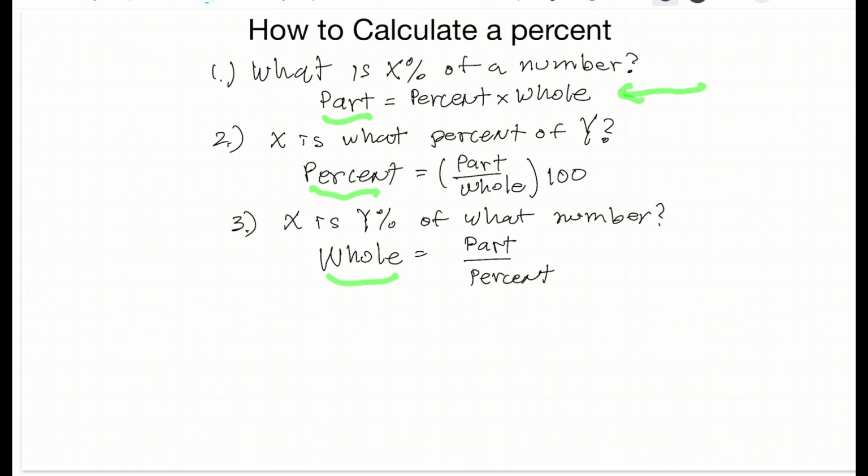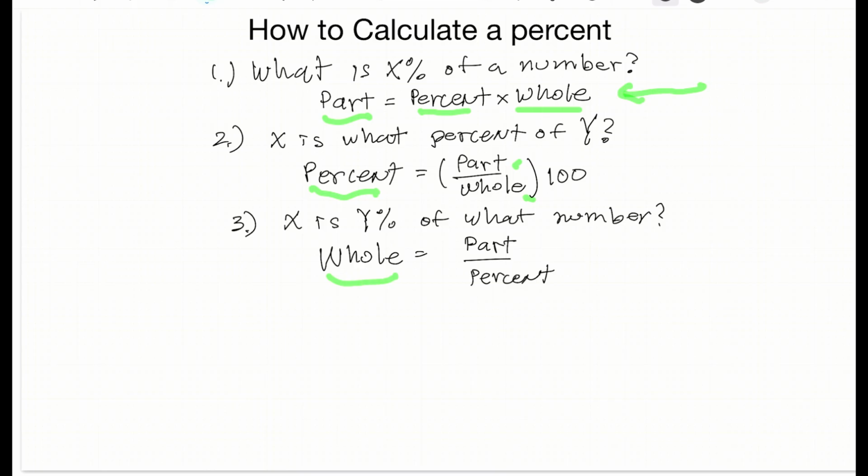So if we run into a question like what is X percent of a number, we're going to multiply the percent by the whole and get the part. That's going to be the percent, and we need to convert that to percent format. The second type of question we would see is X is what part of Y. So here we've got to figure out what the part is and what the whole is, and then multiply by 100 to convert it to percent.